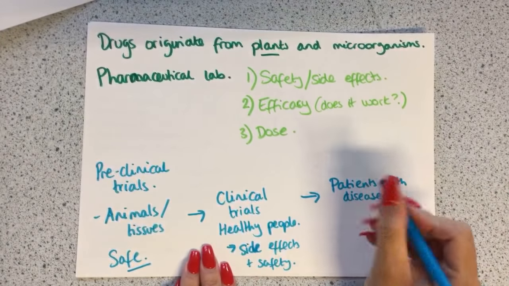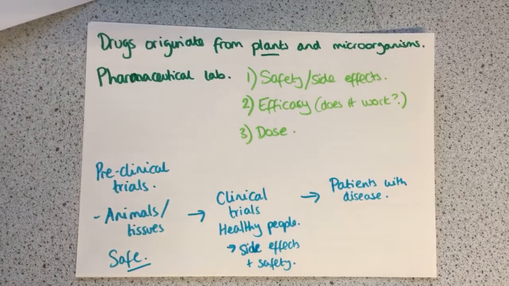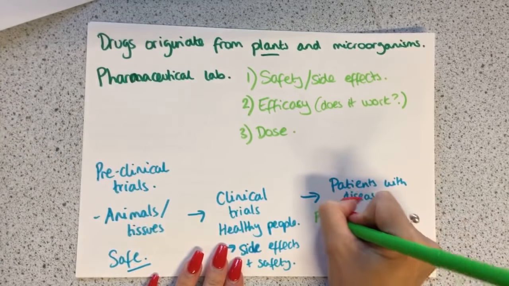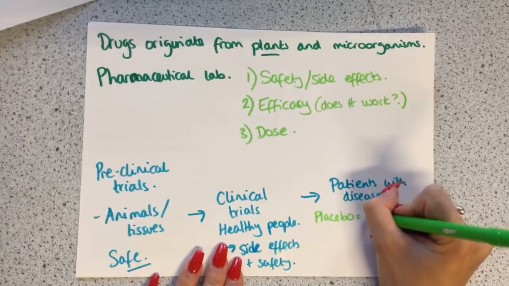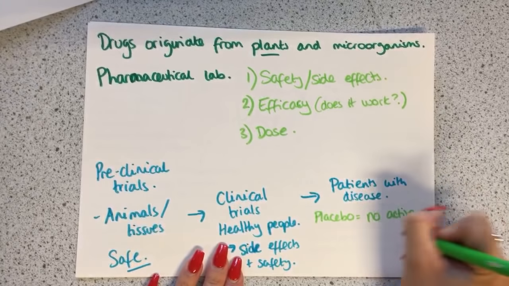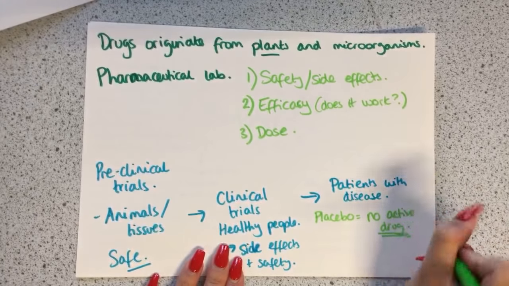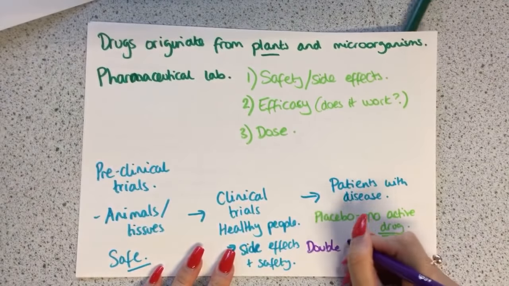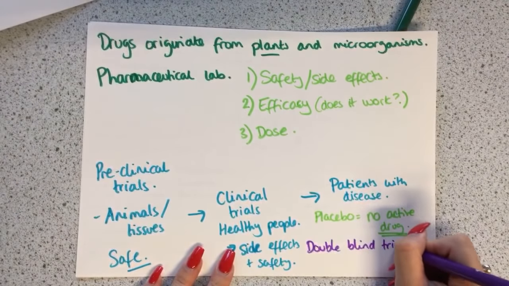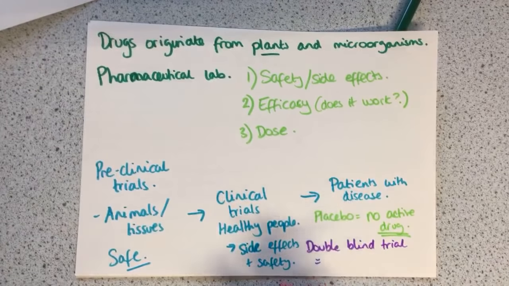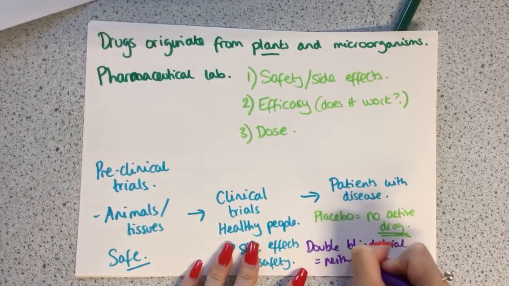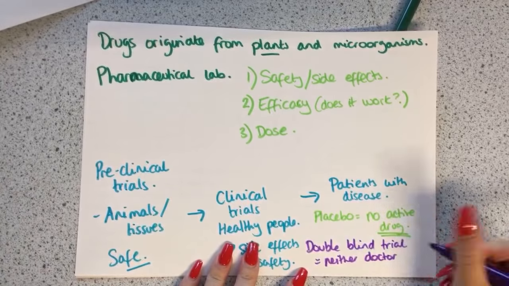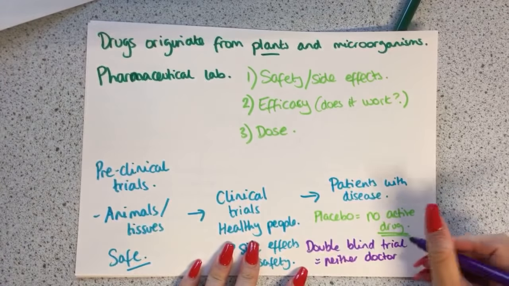And this is when you do a double-blind trial using a placebo. First of all, the definition of placebo is it contains no active drug. You must say that if you are talking about a placebo. And then the double-blind trial means that neither the doctor nor the patients know who is getting the actual drug and who is getting the placebo.